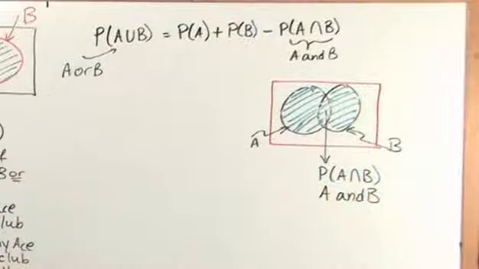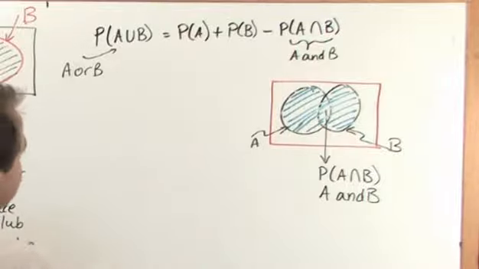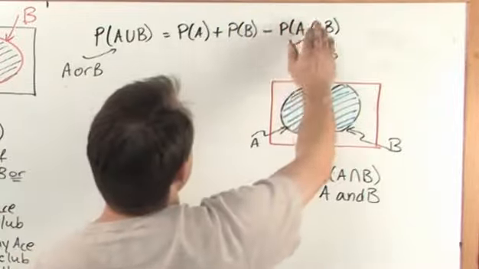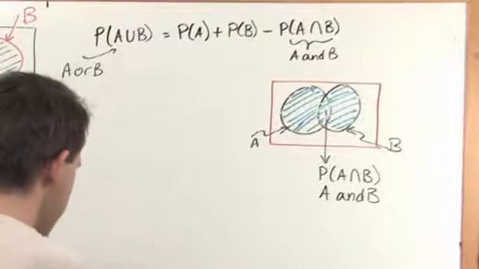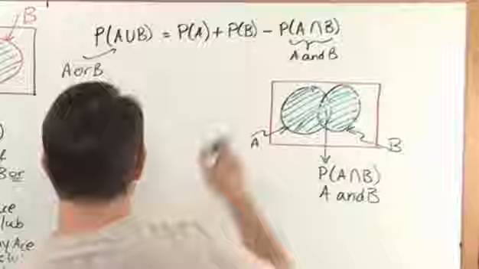And if you don't know that, it just kind of looks a little bit odd why you would ever do that. Now, this is the general form for how you calculate the probability when you're looking at A or B: A plus B minus A and B. But there's a special case that looks a little bit simpler.